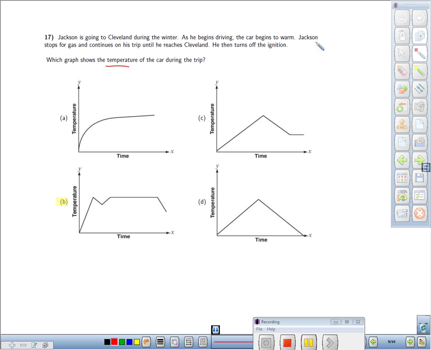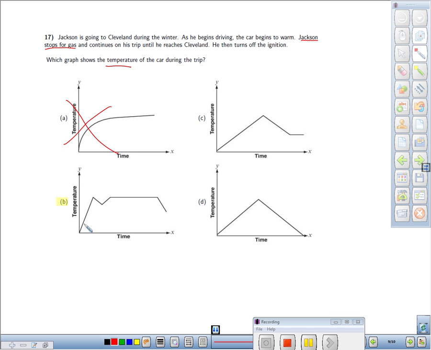But here's the key. It says that Jackson stops for gas. Now let's think about it. If your car's on, it's hot. If you stop it, it starts to cool down. Well, let's look at these. For A, the temperature increases, and then stays relatively steady. Well, if he stopped for gas, the car's temperature is actually going to drop. Okay? A doesn't show that.